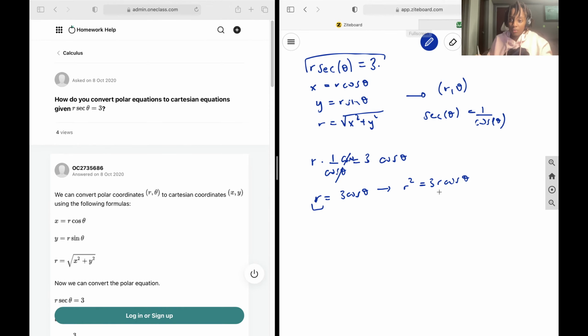Now you need to remember the fact that x is r cos theta, and r squared is x squared plus y squared. So this becomes x squared plus y squared is equal to 3x. So now we want to rewrite this equation, and we get x squared minus 3x plus y squared is equal to 0.